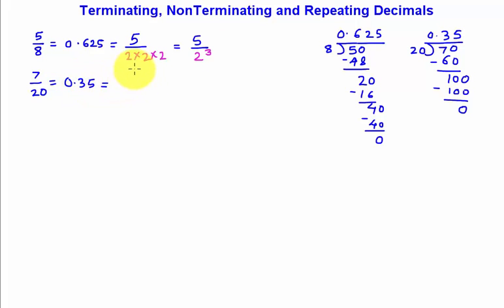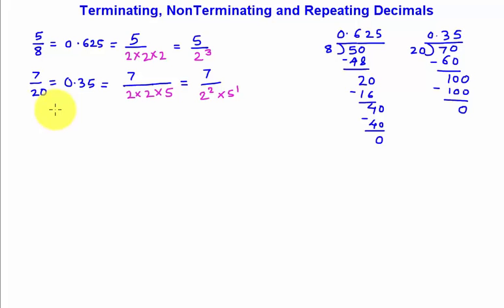Now let's prime factorize the denominator 20. So we get 2 into 2, that is 4, into 5. So this is the prime factorization of 20. In the exponent form, the prime factorization can be written as 2 raised to power 2 into 5 raised to power 1. Now 7 by 20 is again a terminating decimal.